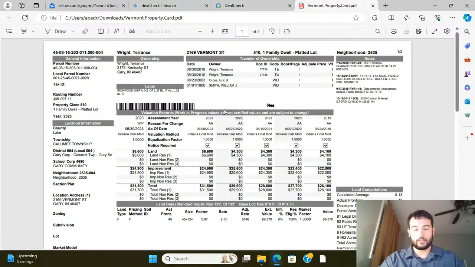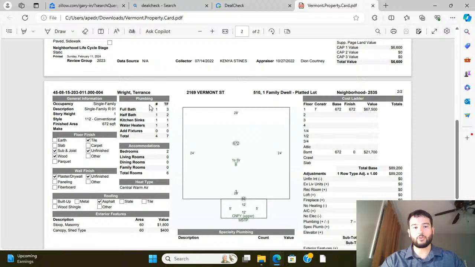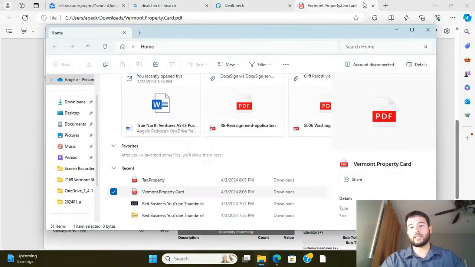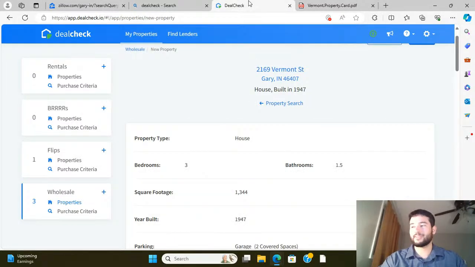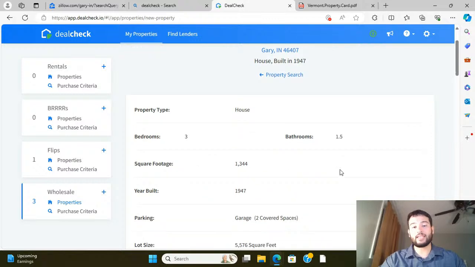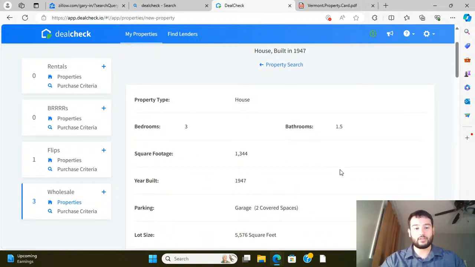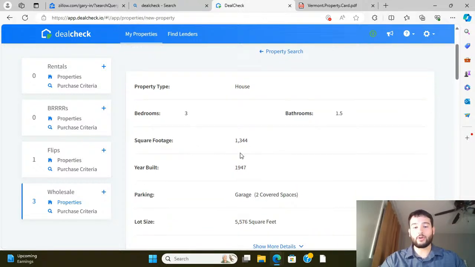Let's see here. Yeah, okay, so we said 2 bedrooms, 1 bath. Now this is saying 3 bedrooms, 1.5 baths. That's interesting. Where is it getting this information from? If that's the truth, then that's tremendous for you guys.